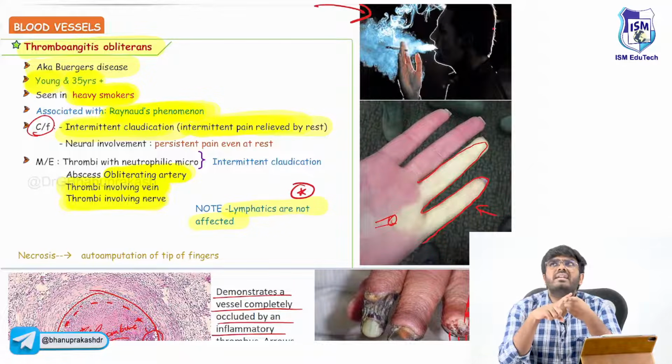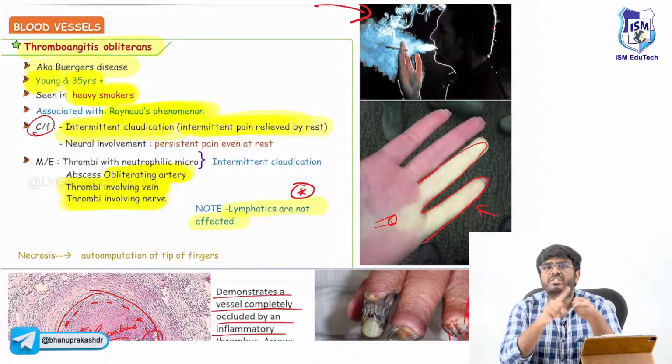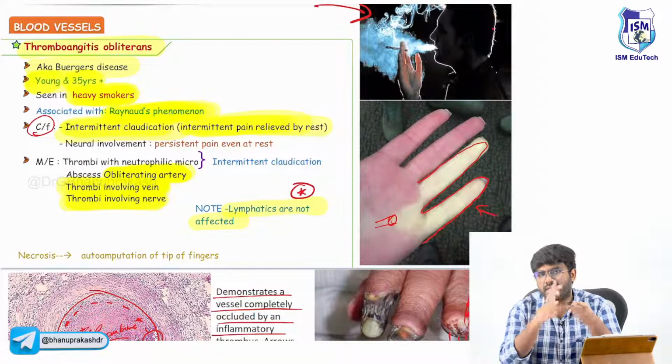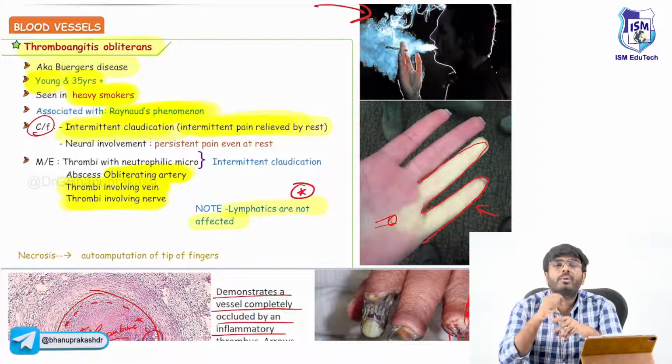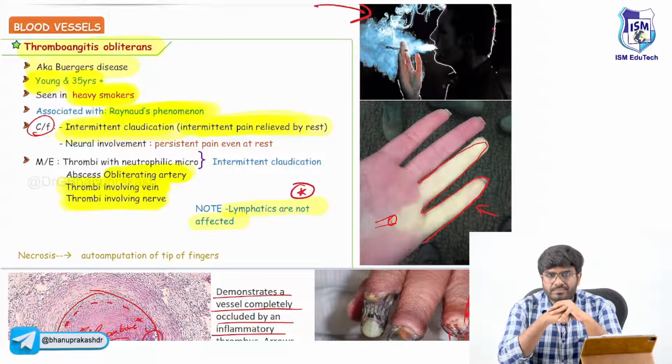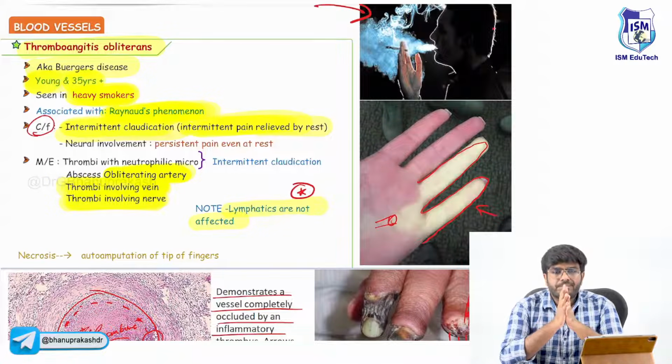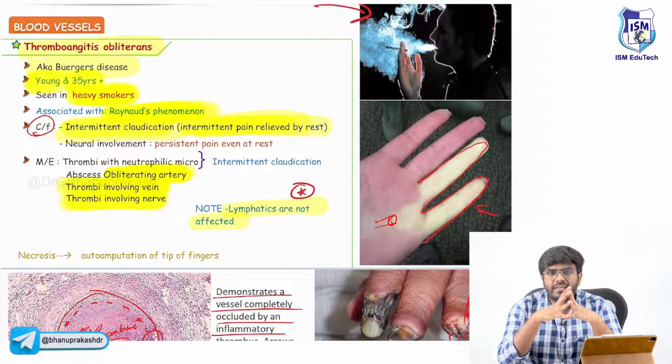Now, which vasculitis that we have studied so far is a necrotizing vasculitis? Polyarteritis nodosa is an example of necrotizing vasculitis. Which type of necrosis? Fibrinoid necrosis. Next. In Kawasaki disease, what is the most common blood vessel that is affected?